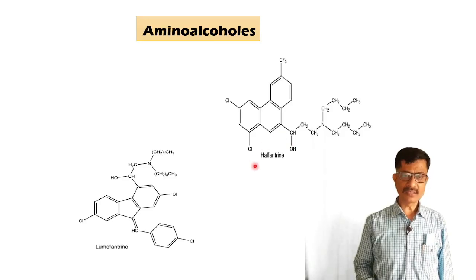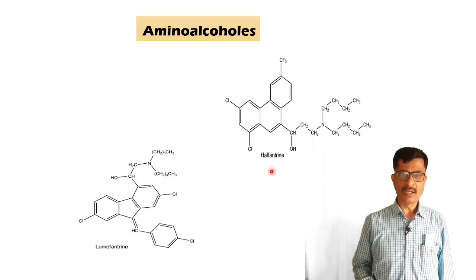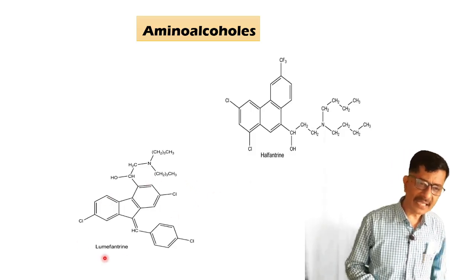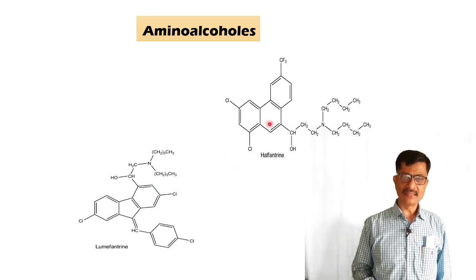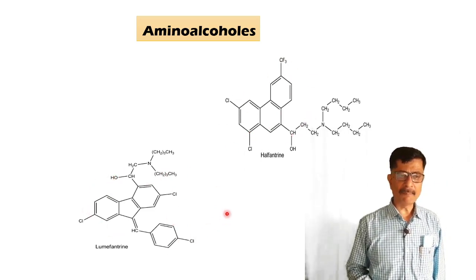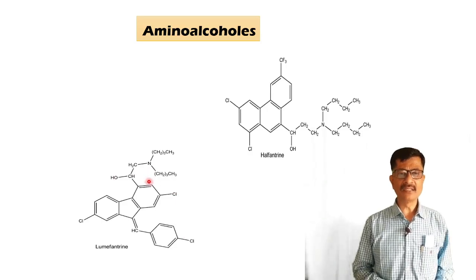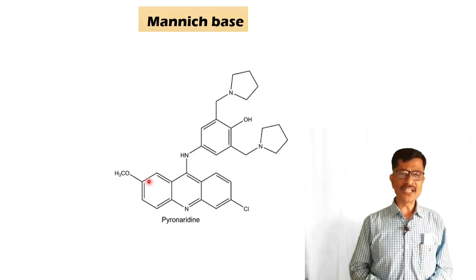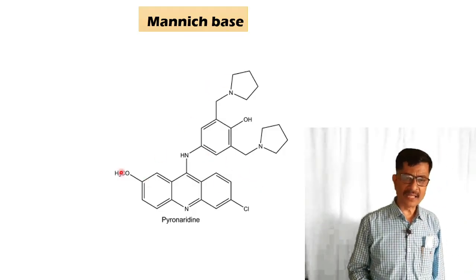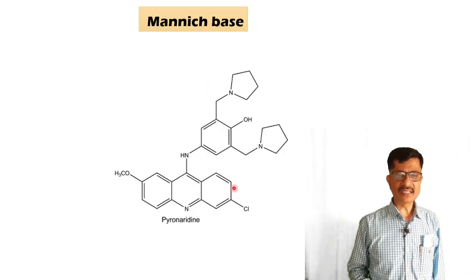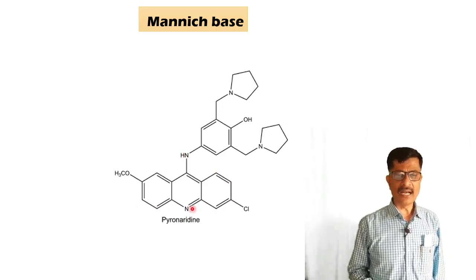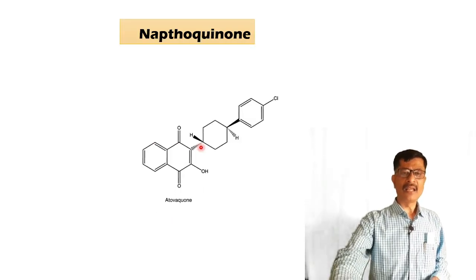Amino alcohols: halofantrine and lumefantrine, these are polycyclic antimalarials. Like this is a phenanthrene moiety. These are polycyclic antimalarials. Mannich bases are again a class of polycyclic antimalarial. 3 rings are fused together, pyronaridine, and it is showing the antimalarial effect.